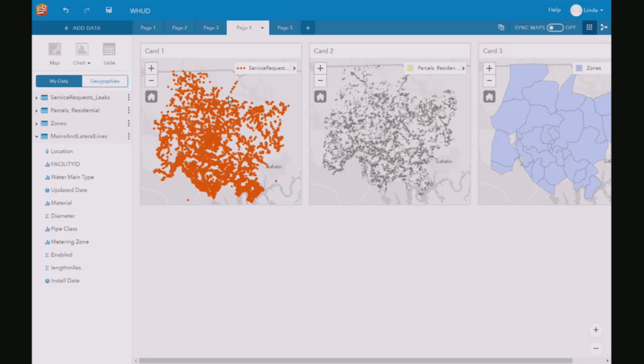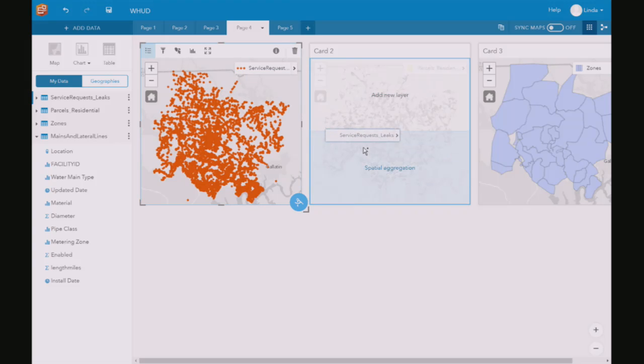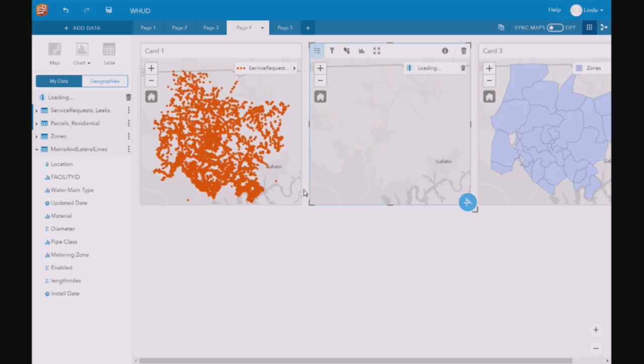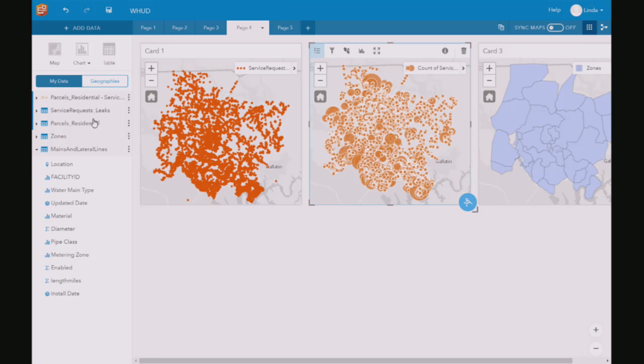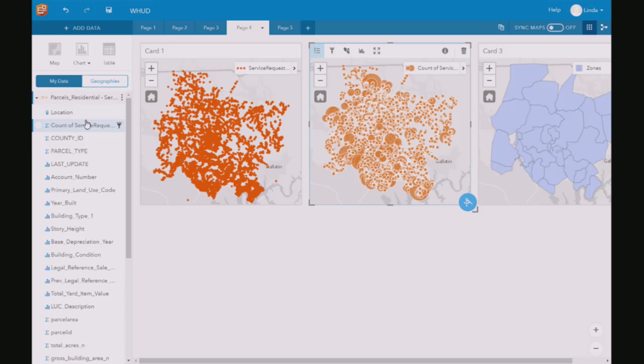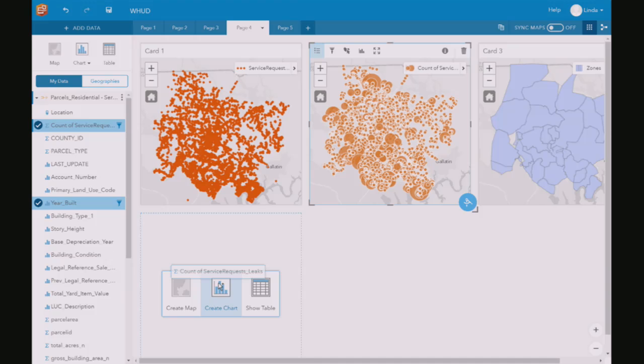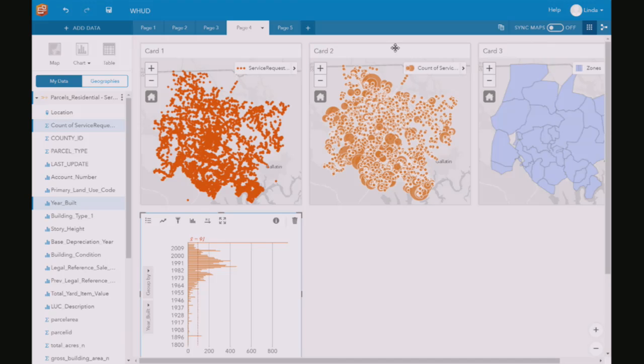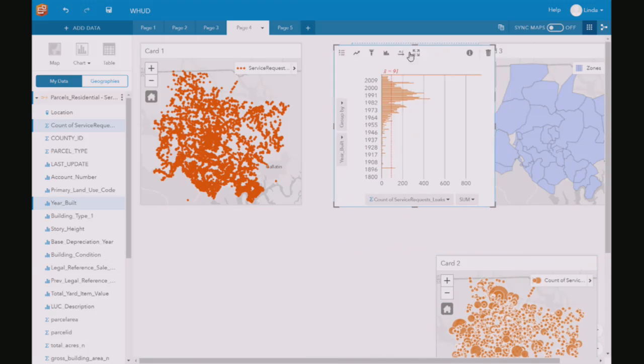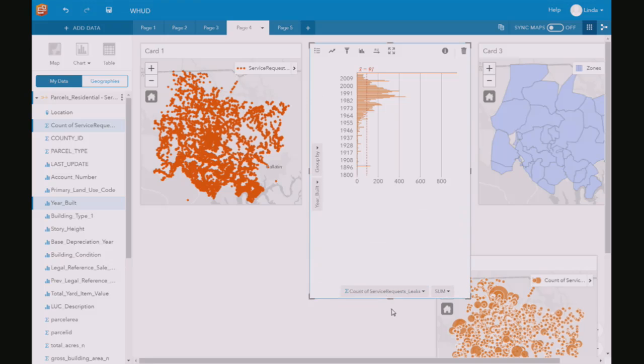So I can get that information joined into where I have my service requests, where I know that there are leaks, by just aggregating that to my parcels. Now I can see the total number of leaks at each parcel level. And now I can look into that data that I had in the parcels one, and I can see the year built, and look at the total number of leaks by house age. Let's drag this out a little bit so you can see it.